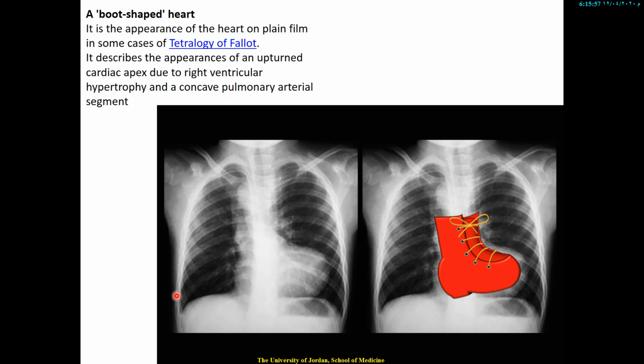The appearance of upturned apex of the heart, look here, it should not have been here, it should be down, due to, of course, right ventricular hypertrophy and concave pulmonary arterial segment. All this is something you need to memorize. Tetralogy of Fallot can be seen on an X-ray like a boot-shaped heart.